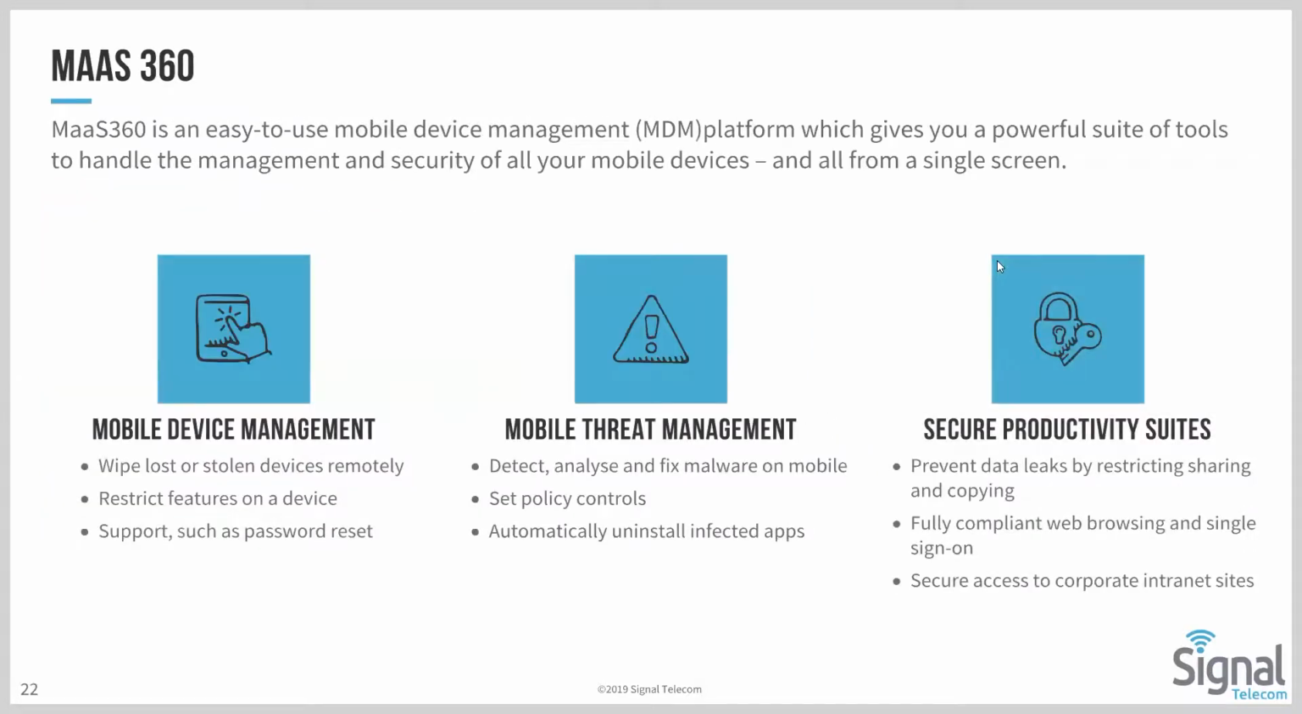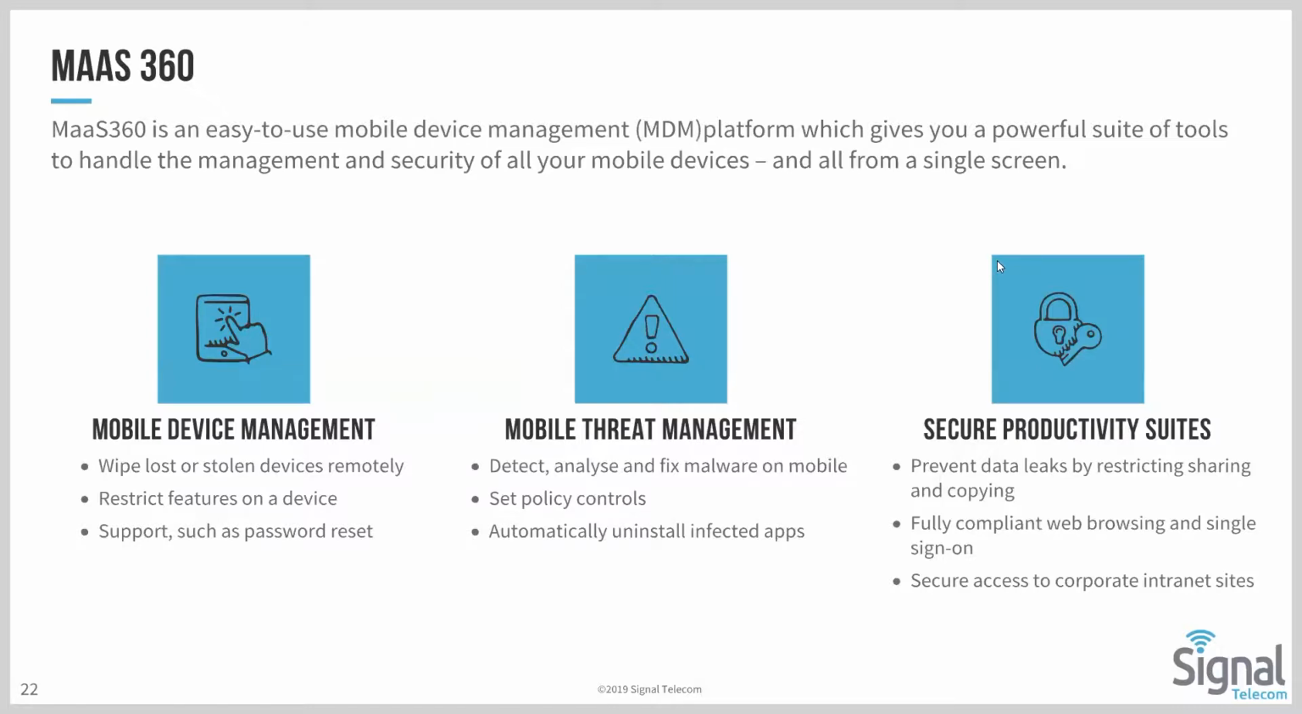We also recommend the MAS 360. It's an easy to use mobile management device. I mean, all its functionality is brilliant. You can wipe lost or stolen devices' data, so any sensitive data can be taken off that straight away. It's got restrictive features on the device as well, so you can stop certain things working.